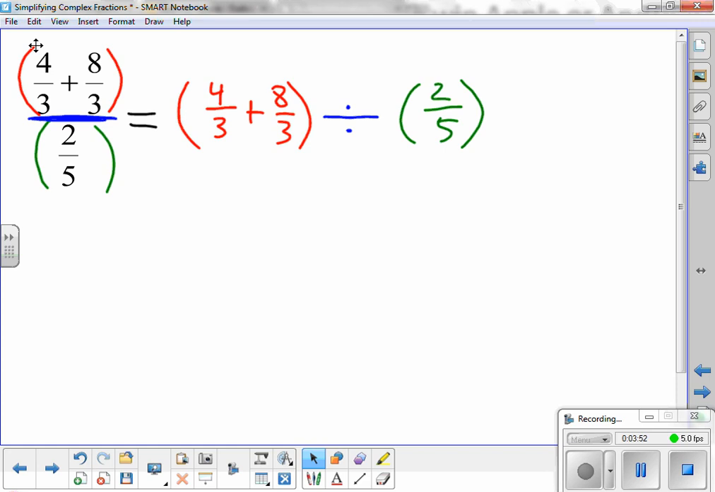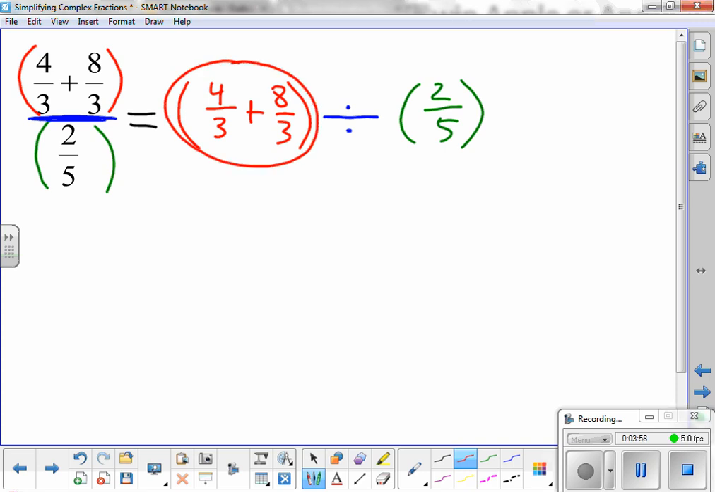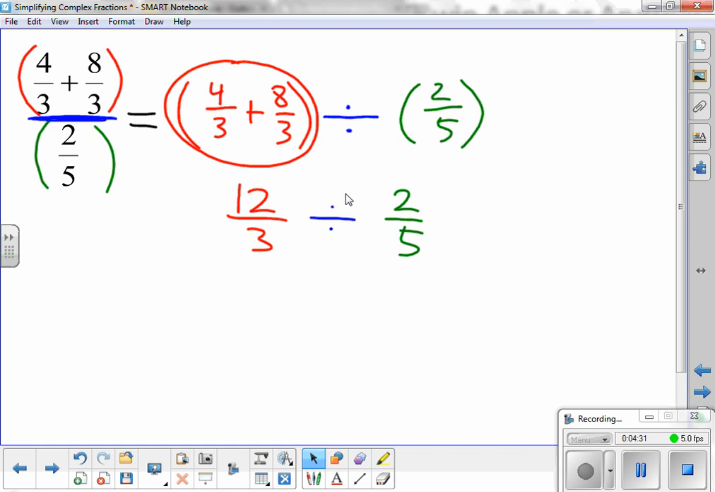Now what I want to do is get this side as a single fraction. Okay, so I want to get this entire side as a single fraction. That way I'll have a fraction divided by a fraction. Luckily they have common denominators already. So 4/3 plus 8/3 is going to be 12/3. Let's switch all these colors. Divided by 2/5. Now 12/3 divided by 2/5. 12/3, luckily, actually turns into a 4.